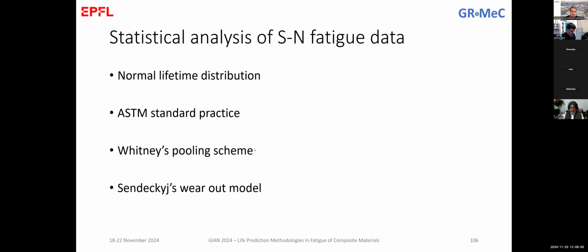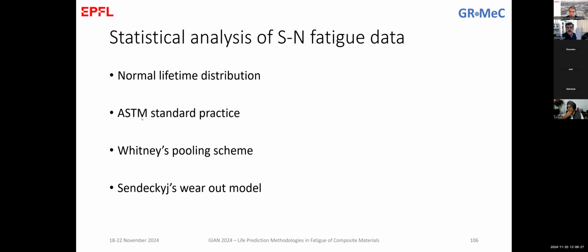So for the statistical analysis, we have, as we said, the normal lifetime distribution, which is not the standard that we are discussing, but it is the typical distribution that is used even in static loading. In concrete, you know that you calculate the characteristic properties. So this is what I call here the normal lifetime distribution. Then we have the ASTM standard practice.